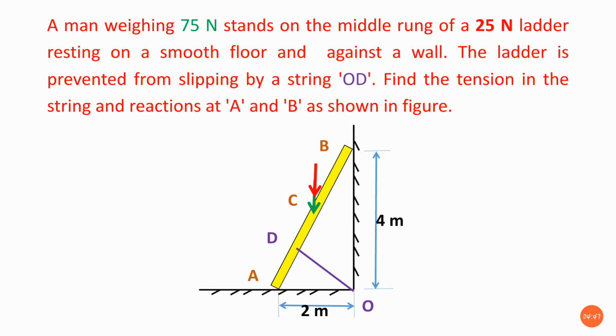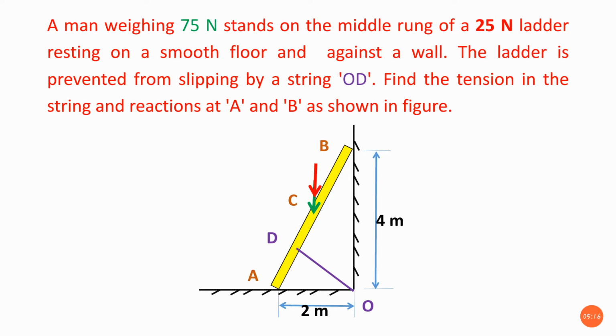And here, to give you a better understanding of free body diagrams, I have given a problem: a man weighing 75 newtons stands on the middle rung of a ladder, weighing 25 newtons, resting on a smooth floor and against a wall. It means one end of the ladder is on the horizontal floor at A, and the other end, B, is supported by the vertical wall.